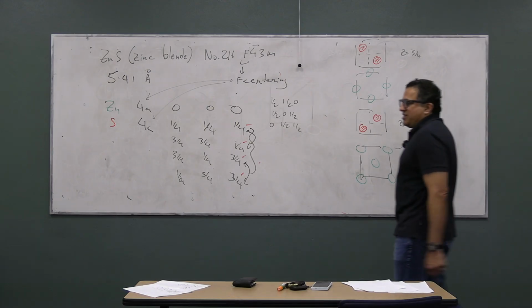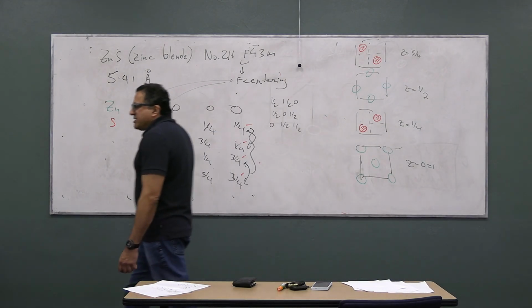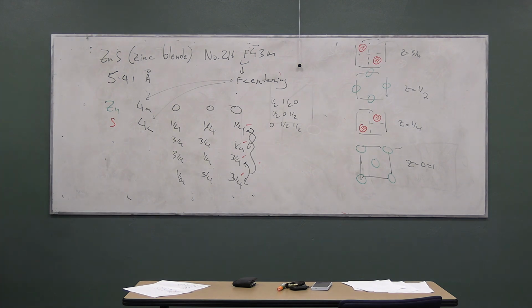Does the structure remind you of anything? If the red and the green atoms were the same, what would that structure be? Do you remember? Very good, diamond. So this is a great example of what is called a group-subgroup relation.